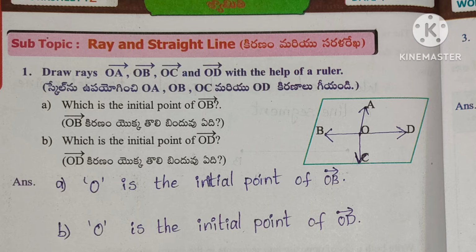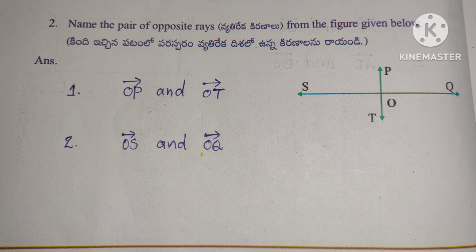Here, given the first question A, which is the initial point of OB? Answer: O is the initial point of OB. And another question B, which is the initial point of the OD ray? Answer: O is the initial point of OD. Second question, name the pairs of opposite rays from the figure given below. So from this figure, the first pair is ray OP and ray OT. The second one, ray OS and ray OQ.